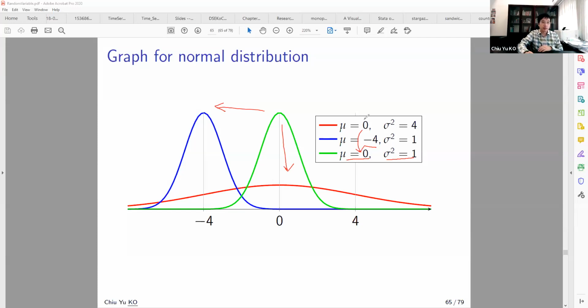Because mu is the mean, it determines the location, okay? And sigma determines how spread out it is. Actually it's to do with the kurtosis, but anyway. And remember for the normal, the kurtosis is always fixed.